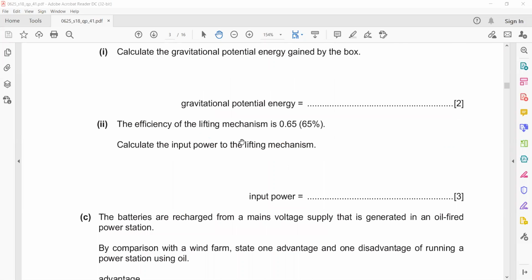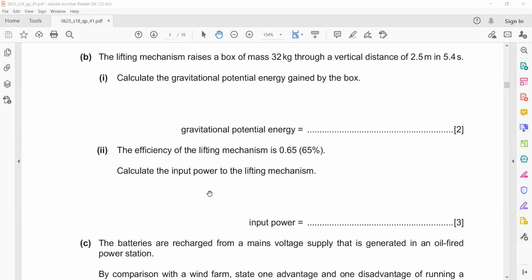Then the next part, efficiency of the lifting mechanism is 65%. Calculate the input power. So look, this is the output power. The output power is 800. First, because the efficiency formula can be in terms of energy or in terms of power, if I'm finding it in terms of energy, efficiency is equal to output energy divided by input energy multiplied by 100. The output is 800 and efficiency is 65. So 65 is equal to 800 divided by input energy multiplied by 100. How much is the energy first? 1230 joules of energy.